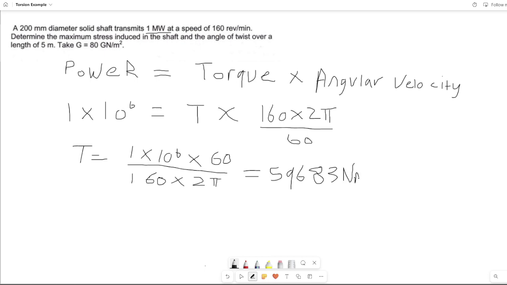Do remember your units. It's extremely important, especially if you're doing an exam. In an exam, you tend to lose 1 to 2 marks on a question like this for forgetting the units. So it is extremely important.